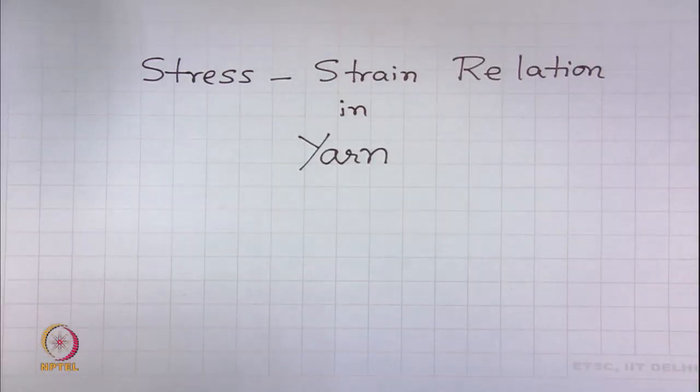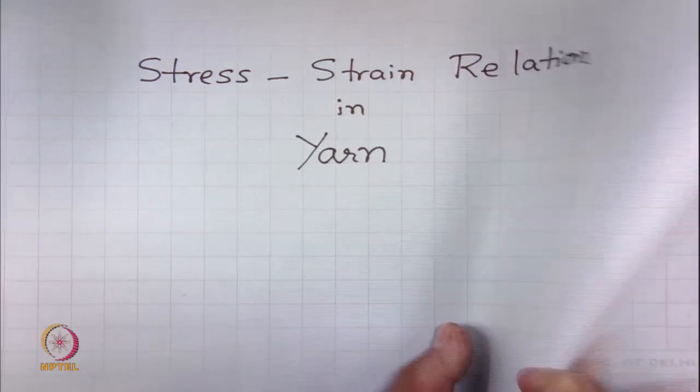If you remember, in the first class of this module we told that we will be going to discuss two things. One is the tensile mechanics of parallel fiber bundle, second is the stress strain relation in yarn. So far we have discussed the tensile mechanics of parallel fiber bundles, now we are going to discuss stress strain relation in yarn. So this part we will start with a diagram.